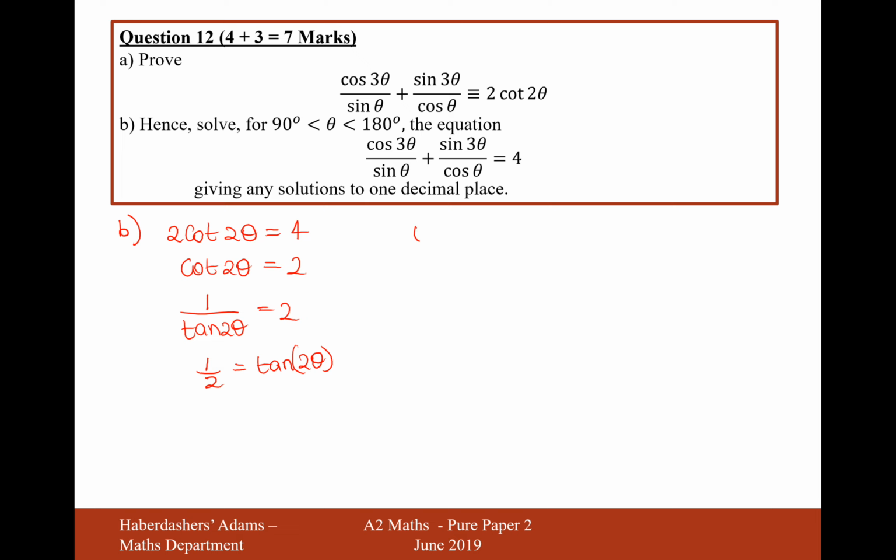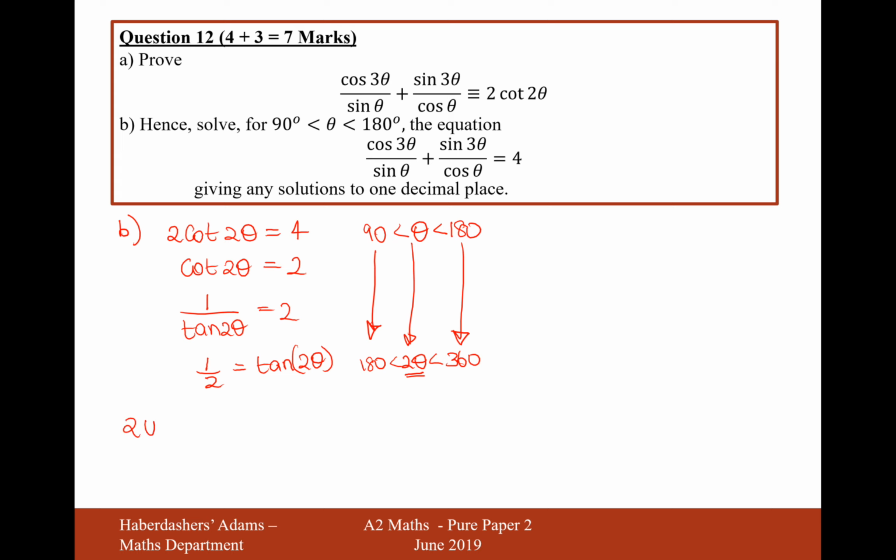Now my question here involves 2 theta. So if my angle here is between 90 to 180, then my 2 theta angle is going to be in between 180 to 360, because you double all of the parts of this inequality to get this inequality here, which nicely has 2 theta in the middle of it.